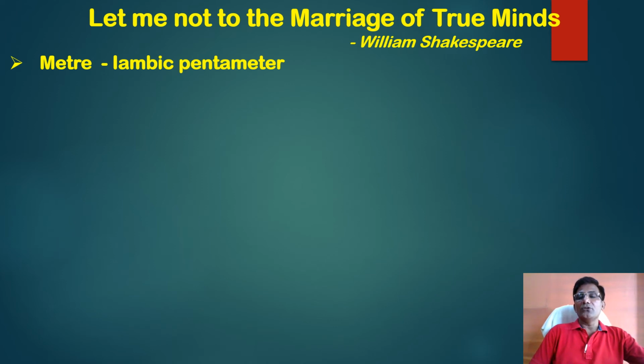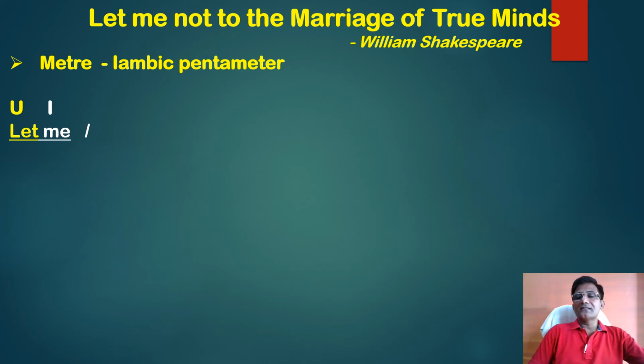How has this meter been used in this poem? Let's see. If you read the words one by one, "Let me not to the marriage of two minds": let me. There is one syllable in "let" and one syllable in "me". In Hindi, we would say there is one matra in "let" and one matra in "me".